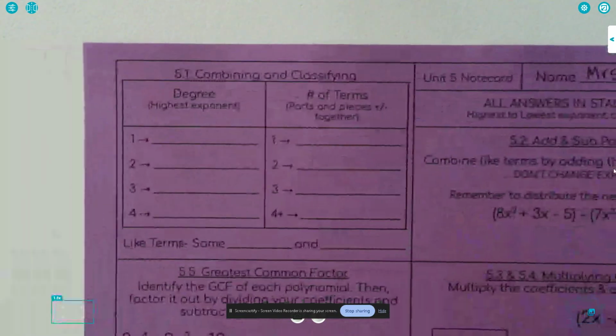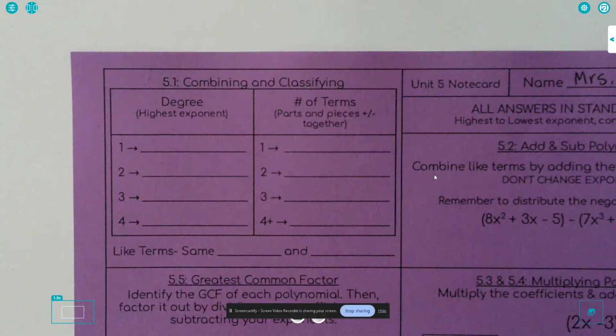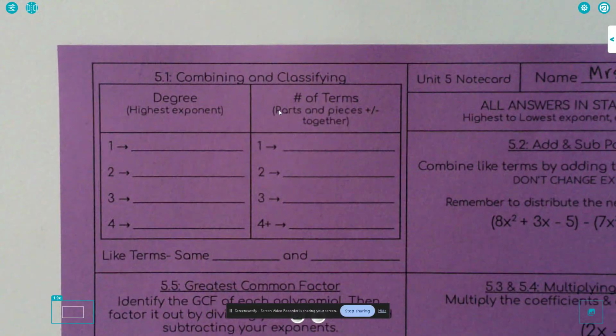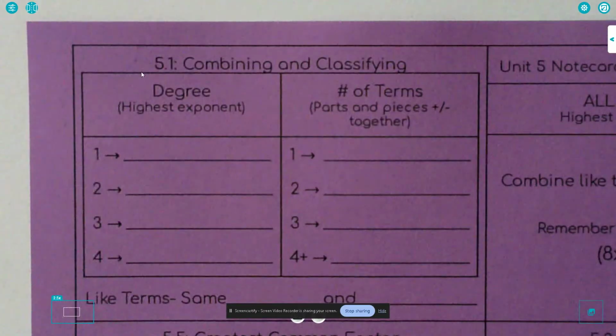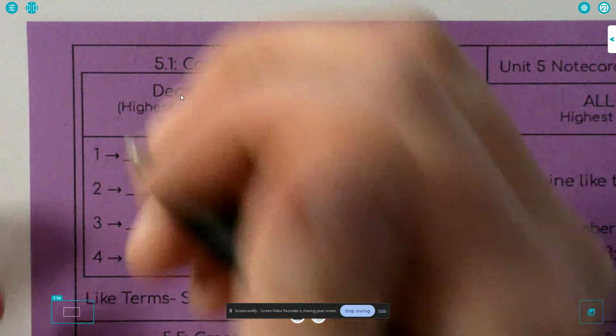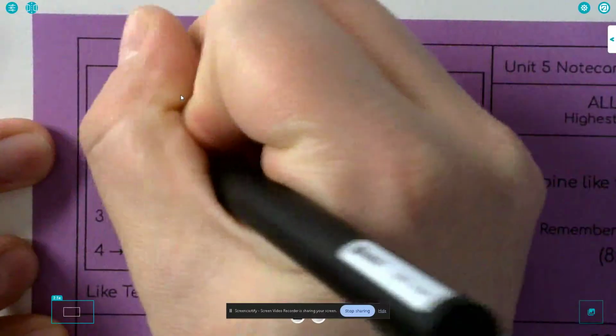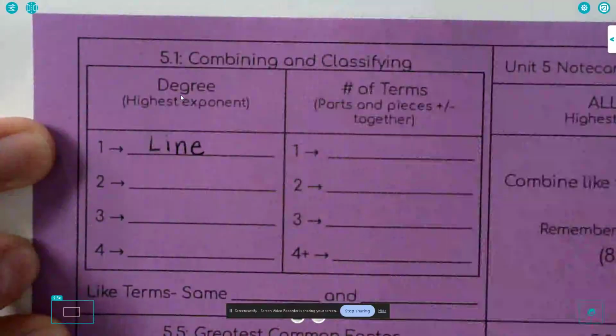5.1, we classified polynomials and we combined like terms. When we are classifying, you classify based off of the degree first, which is our highest exponent. Your classification's based off of degree. Degree of 1 is linear, L-I-N-E, line, A-R.